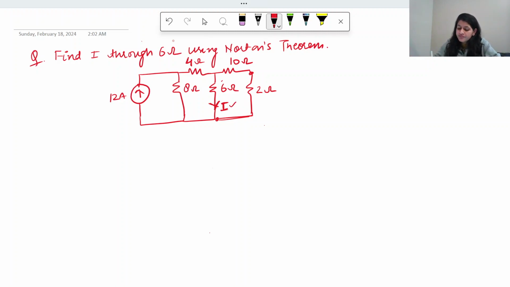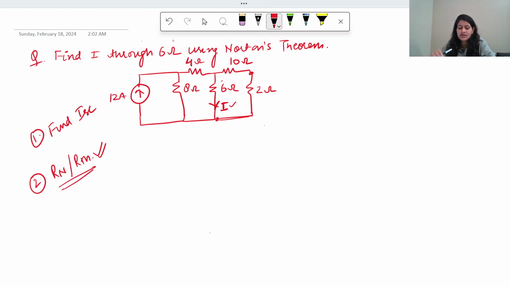Whenever you see a Norton's theorem question where you need to find the current through a particular resistance, there are two steps. The first is to find ISC, that is the short circuit current, and the second is to find RN. This Norton resistance RN, we also call RTH, because this is the same resistance which we considered while analyzing Thevenin's theorem. So these two are exactly the same and they are analyzed in exactly the same way.